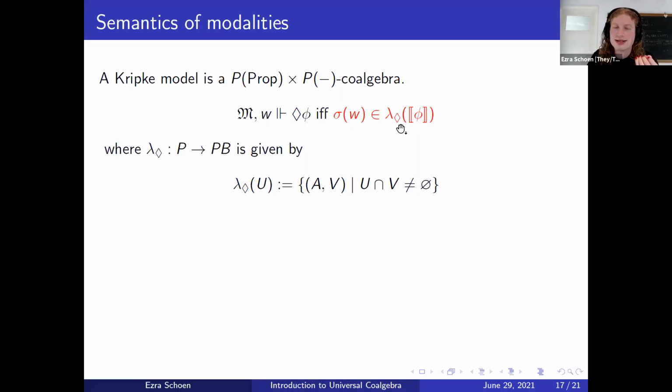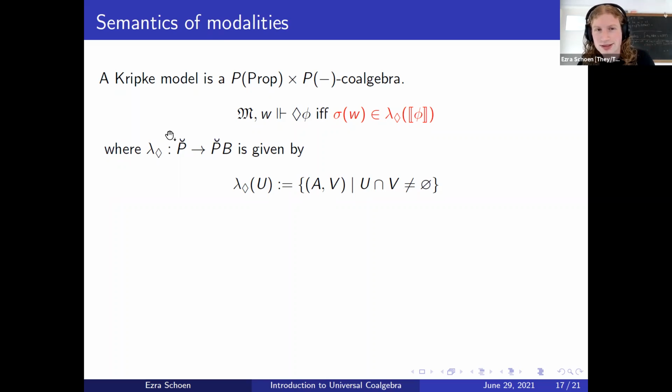Where lambda diamond is some map which takes a subset of your state space and gives you a subset of the possible unfoldings. And what does it do? Well, it takes some set of states, but this U should be thought of as a property. It takes a property and it returns all the unfoldings where at least one of the successors satisfies the property.